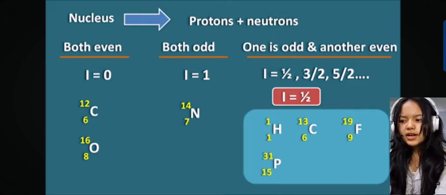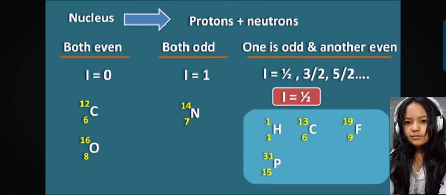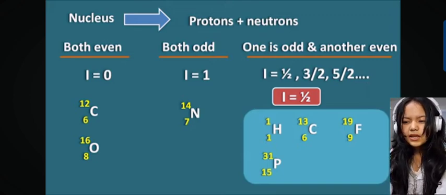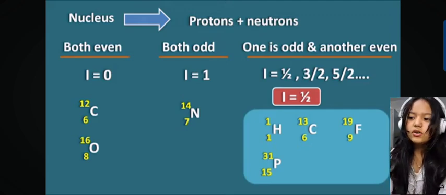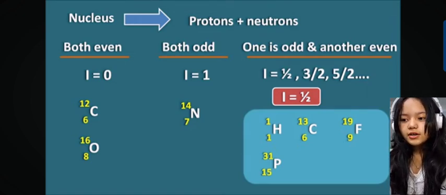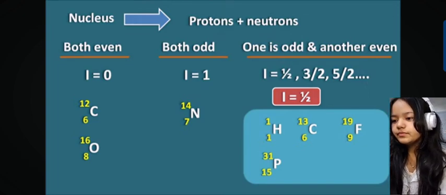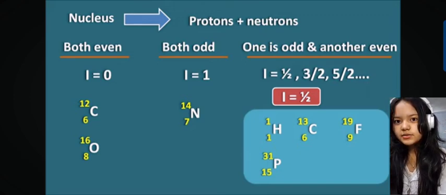Here we should not get confused that every nucleus with one odd and one even can have I equal to half, because when one is odd and the other is even, they can have I value equal to half or 3 by 2 or 5 by 2 and so on. And among these, only the nuclei with I equal to half can give you the NMR signal. 1H1 is called proton NMR, and 6C13 is called carbon NMR spectroscopy.